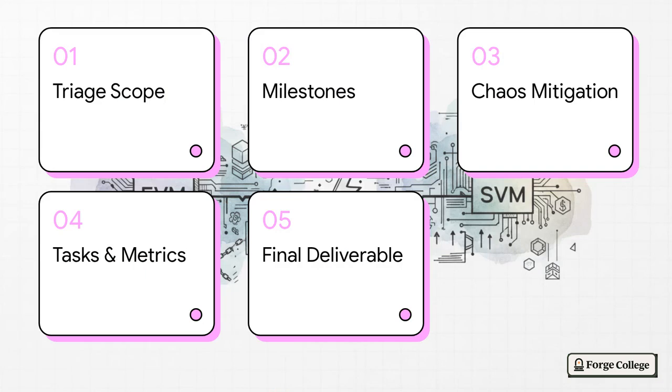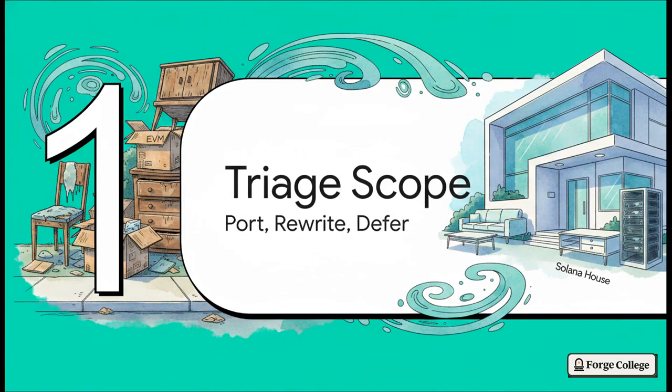Here is the engineering schematic for today. We'll quickly run through triage, port, rewrite, defer. Then we'll cover milestones and timelines, chaos mitigation, tasks and metrics, and finally, the final deliverable. Okay, kicking things off with part 1, triage, port, rewrite, defer.